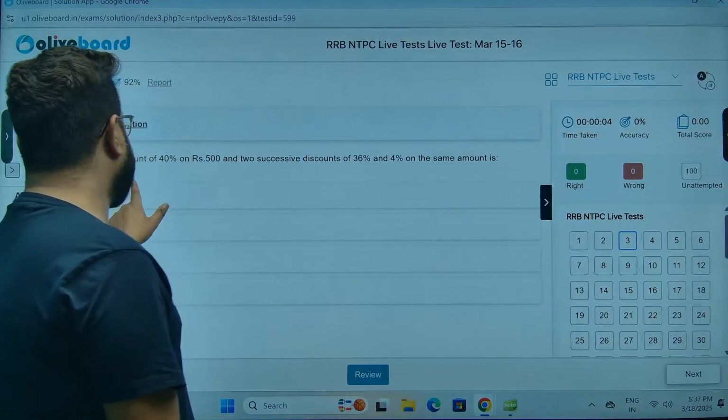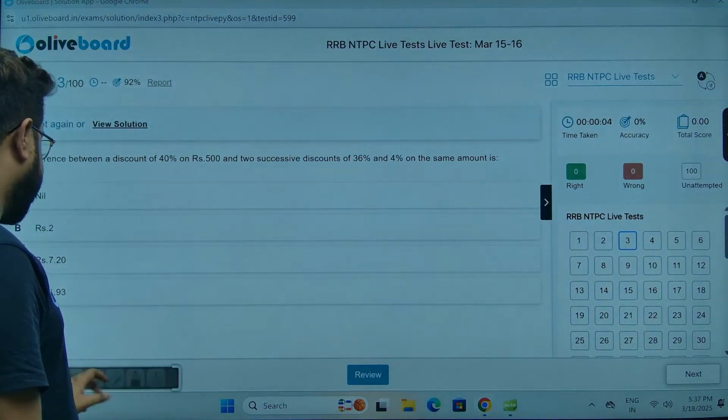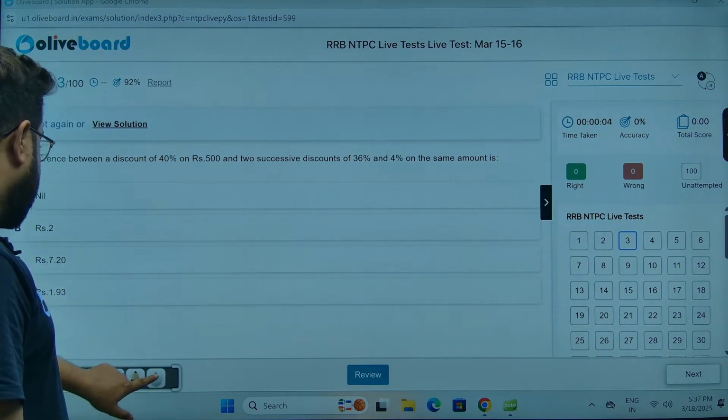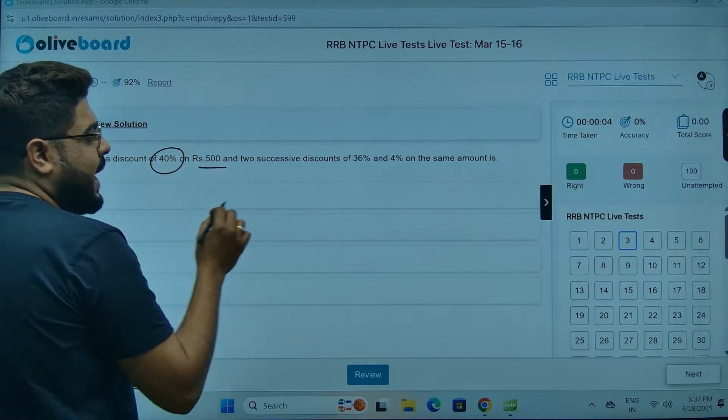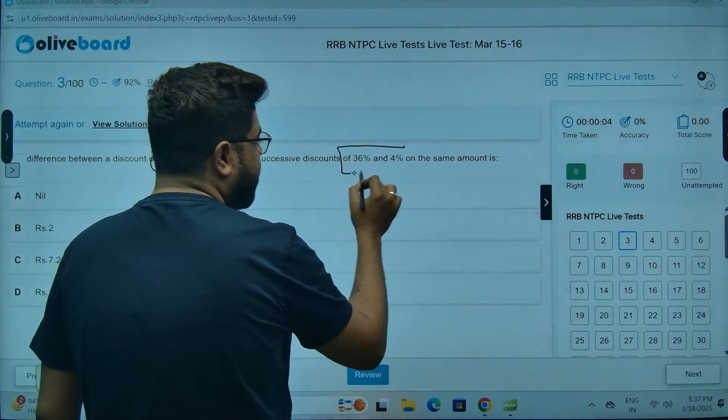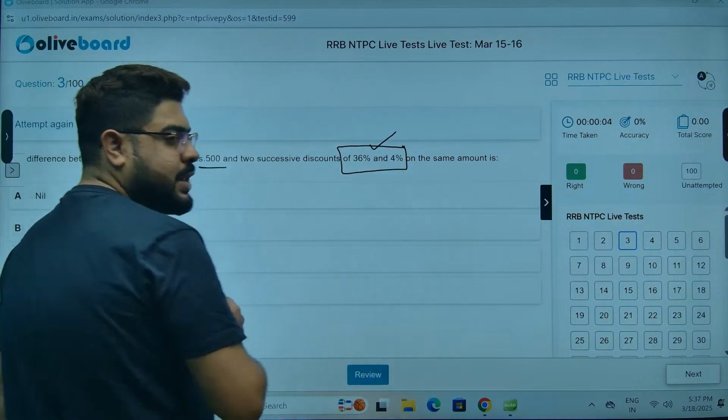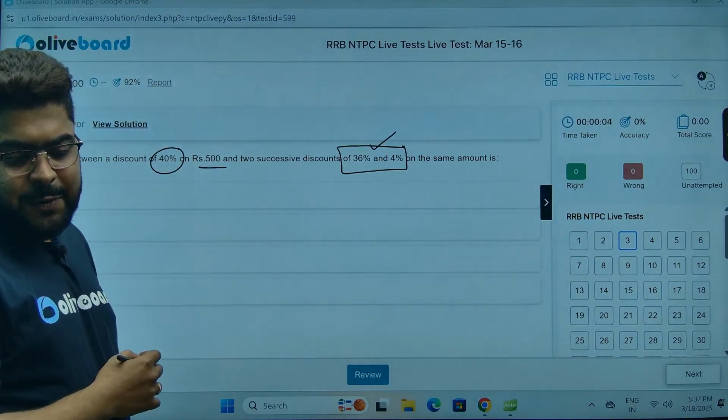The difference between a 40% discount on 500 and two successive discounts of 36 and 4. So successive discounts, what will be?